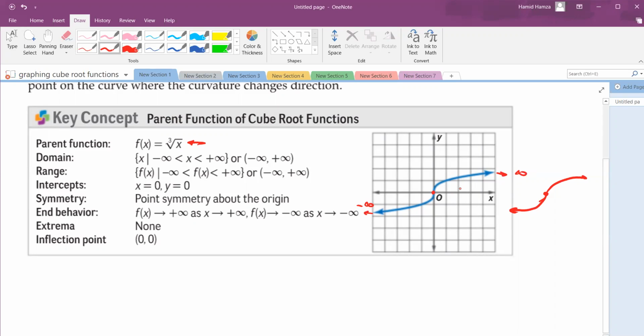And the range also: this graph will go up to infinity, and this part will go down to negative infinity. That means the range is also from negative infinity to positive infinity. So both the domain and range are negative infinity to positive infinity, or all real numbers.